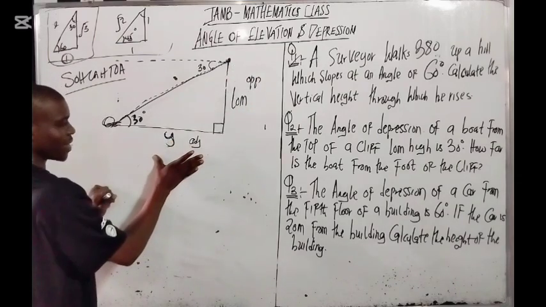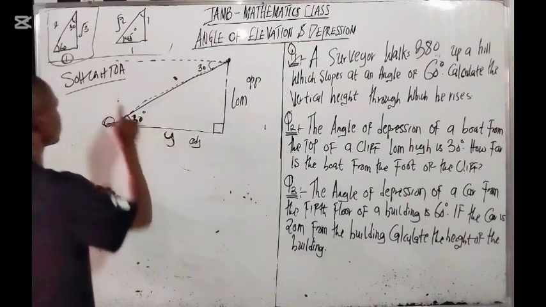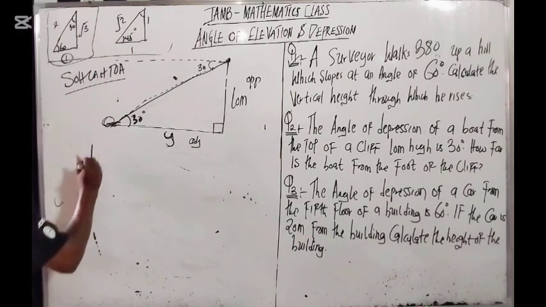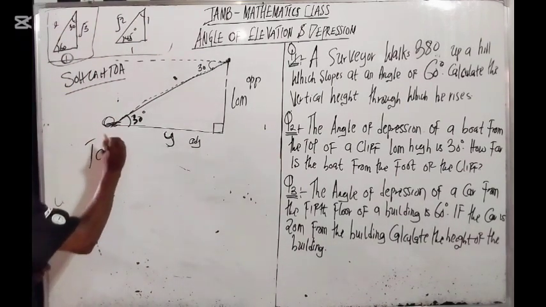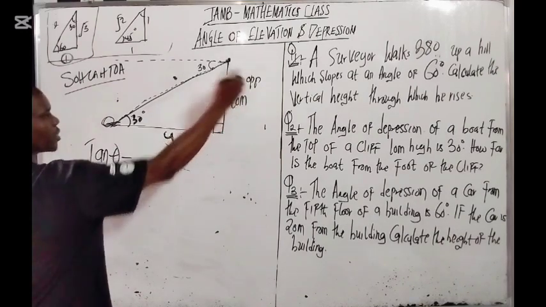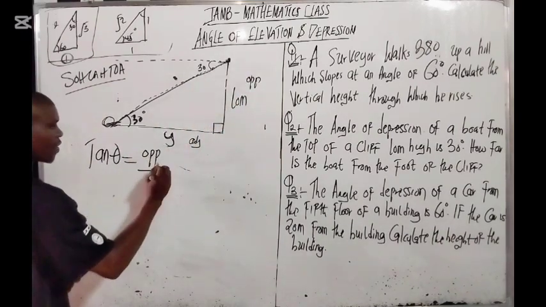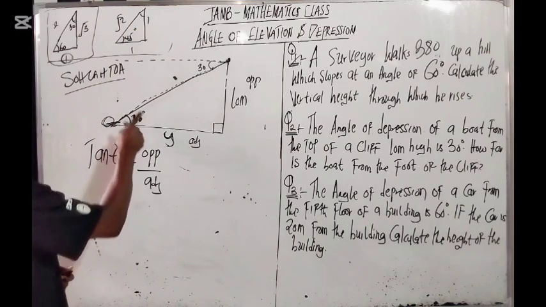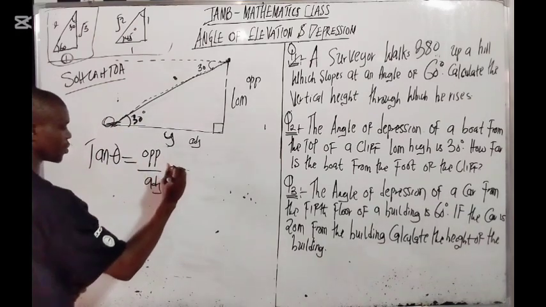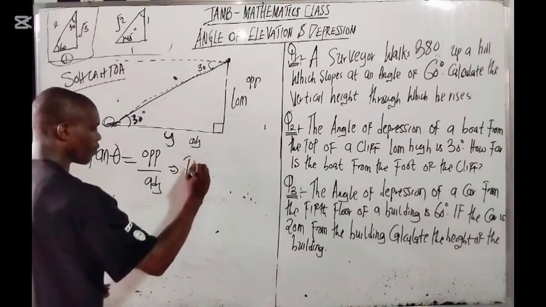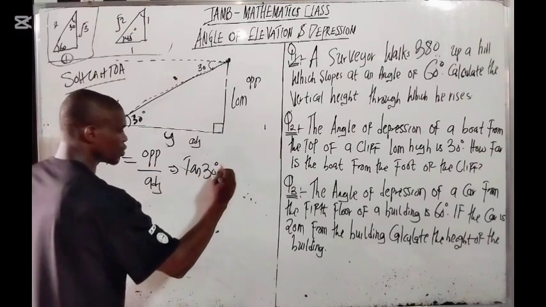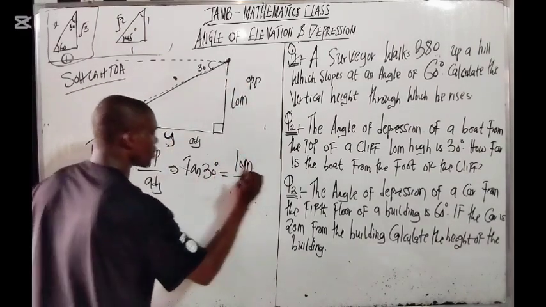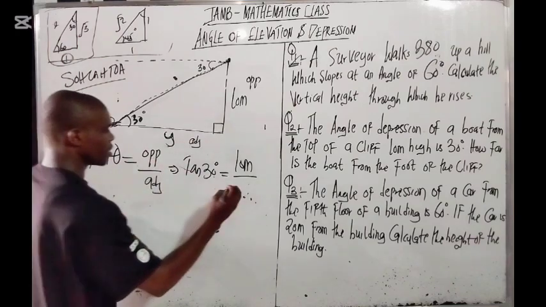Opposite over adjacent, so we are going to use tan. Tan theta equals opposite over adjacent. Now since the angle is 30 here, this implies that tan 30 equals opposite, which is 10 meters, over adjacent, which is y.